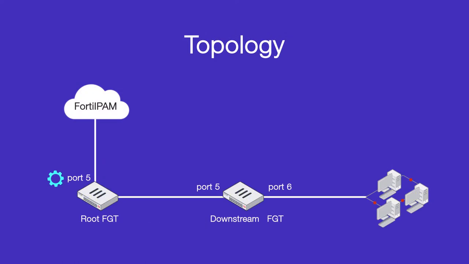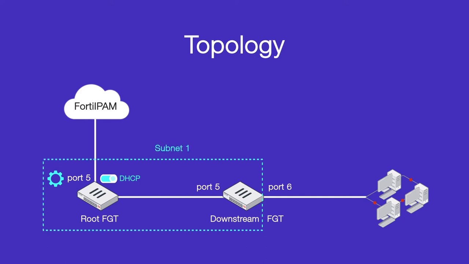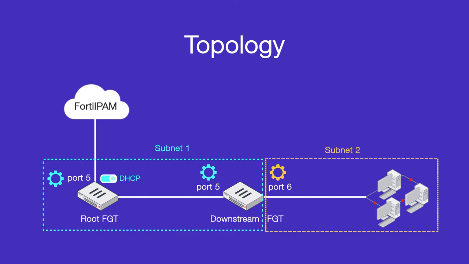In this video, we will configure FortiGate root port 5 to be managed by FortiIPAM. Next, we will enable DHCP on the port 5 interface to supply IP addresses to the downstream network. Once FortiIPAM is designated as the IP source, we will configure port 5 interface on the downstream FortiGate, so that the downstream FortiGate obtains an IP address from the DHCP to connect it to FortiGate root and add it to the security fabric. Lastly, we will use FortiIPAM to assign IP addresses to the internal network.